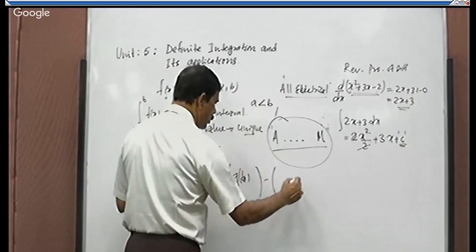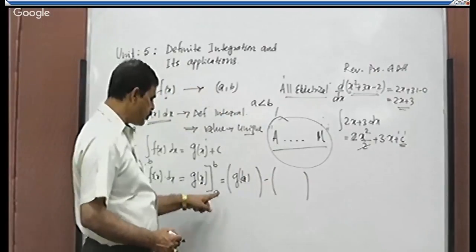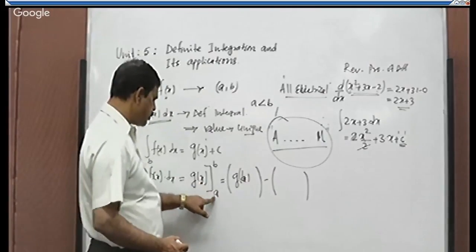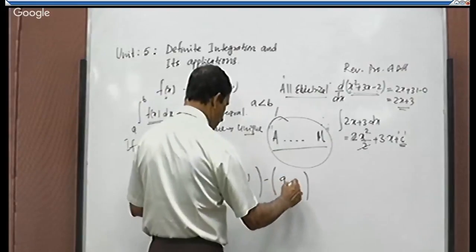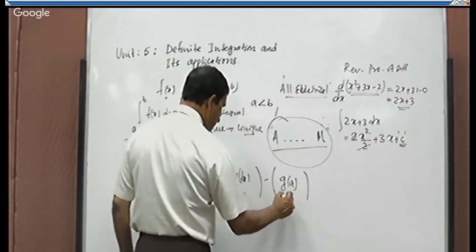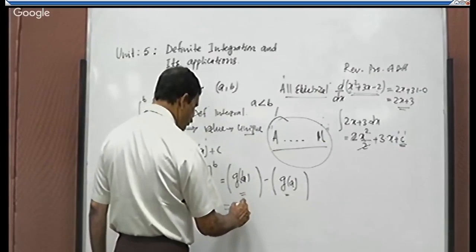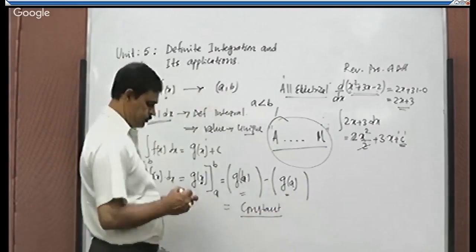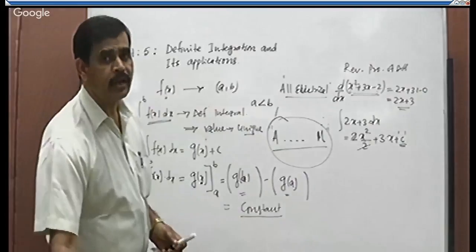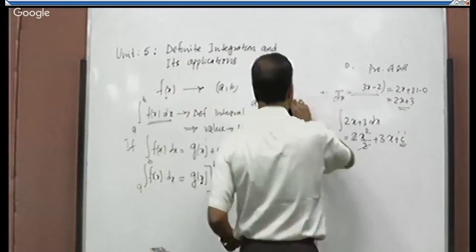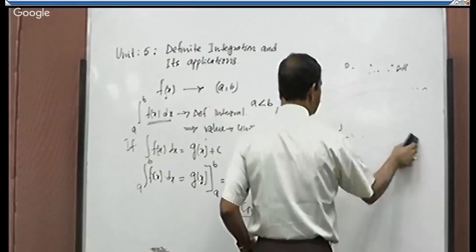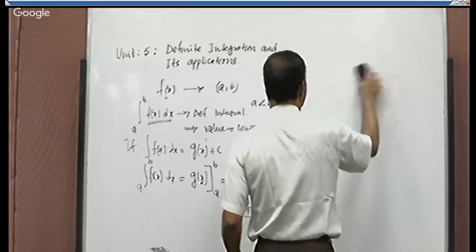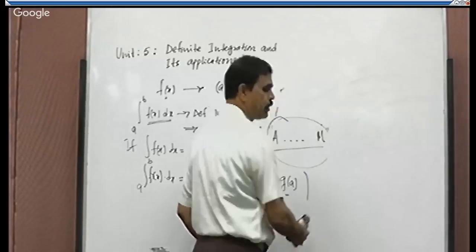Minus, take another bracket in which we have to put the lower limit. All x should be replaced by a. That is g of a. So this is a number. This is also a number. After simplification, you will get some numerical constant. This is known as a definite integral. So the definite integral definition is: the integration carried out between the limits or in a particular range is known as a definite integral, right?